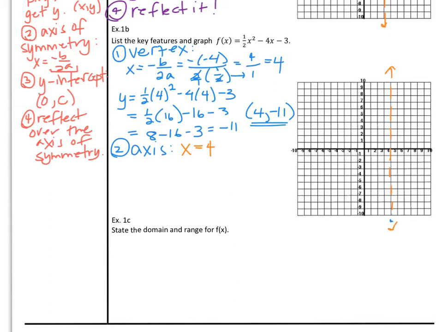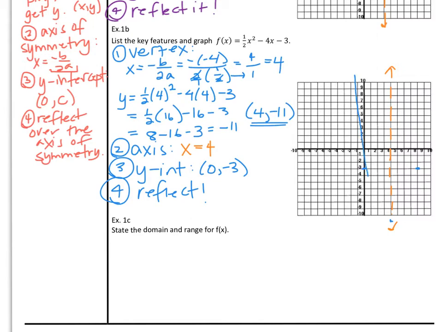And then we have our y-intercept. And again, that's just the value of c, that last number, -3 on the y-axis. And then step 4, we reflect it. Notice now we're 4 units away, and let's go 4 then on the other side. Wow, so this parabola opens up again, but notice it's kind of stretched out a little bit more.